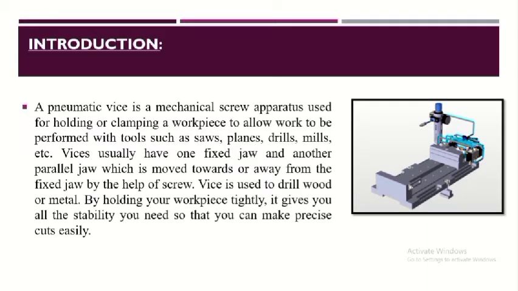A pneumatic vise is a mechanical screw apparatus used for holding or clamping a workpiece to allow work to be performed with tools such as saws, planes, drill, mill, etc. Vises usually have one fixed jaw and another parallel jaw which is moved towards or away from the fixed jaw by the help of a screw. A vise is used to drill wood or metal. By holding a workpiece tightly, it gives you all the stability you need so that you can make precise cuts easily.